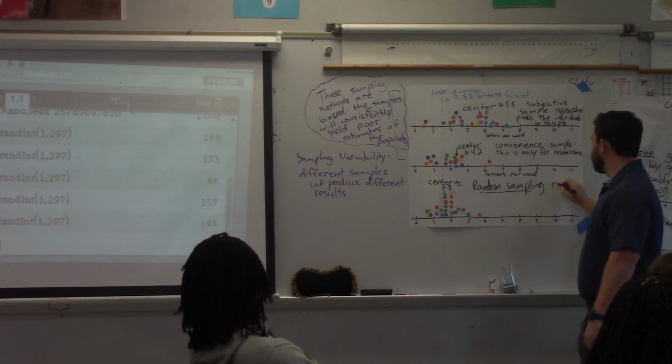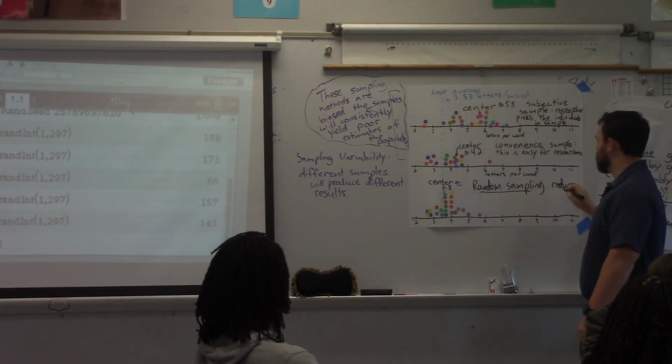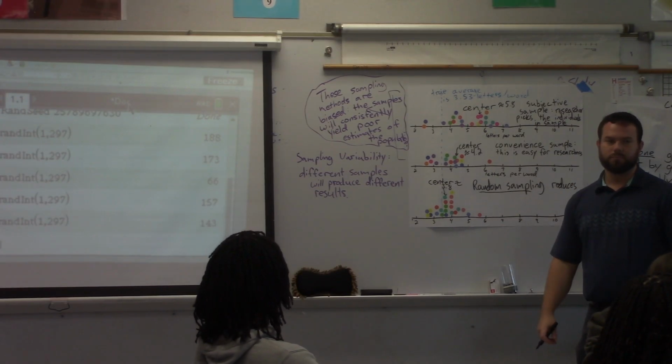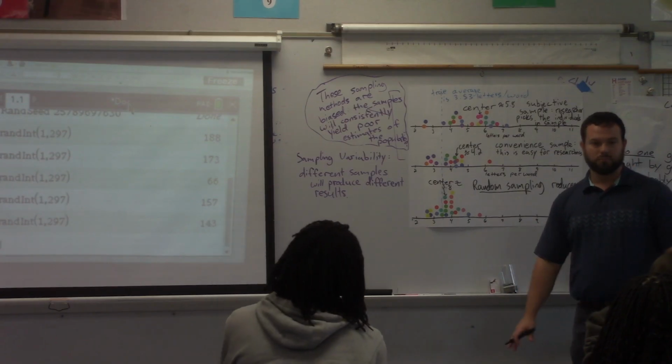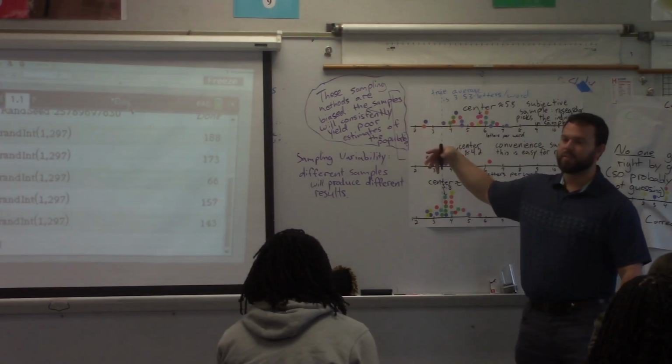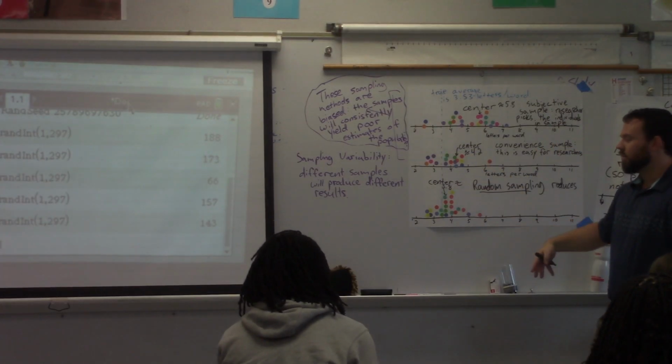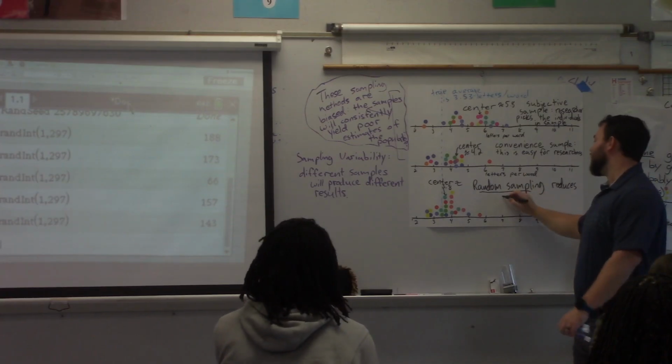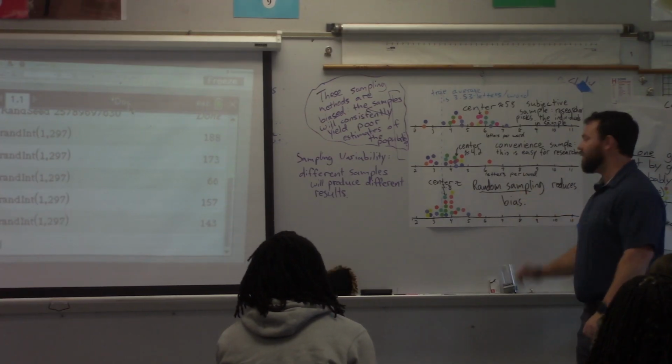Attention. Random samples reduce what? Any guesses? What do we call the thing when there are poor estimates? So it's reducing what? Bias. Bias. Nice one.